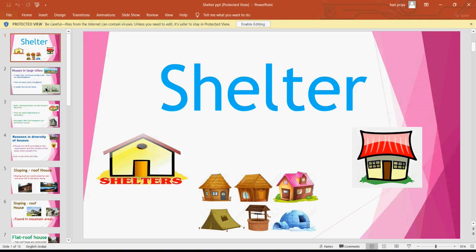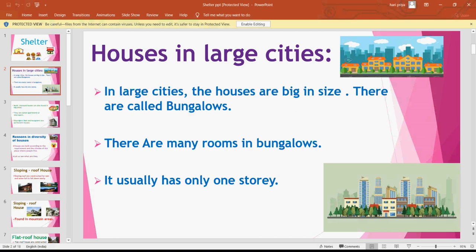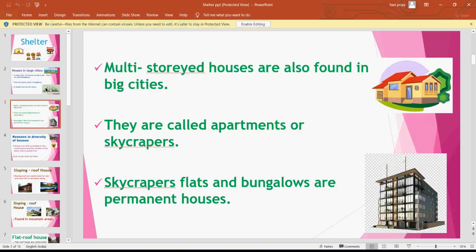Yes, so according to the cities, the houses may differ in their shape and also their size. As I already told, in larger cities we can see bigger houses called bungalows, and in bungalows there are many rooms. On the other hand, in smaller cities we can see smaller houses, right? And in big cities we also came across multi-storey houses and apartments, skyscrapers, flats, bungalows, right?